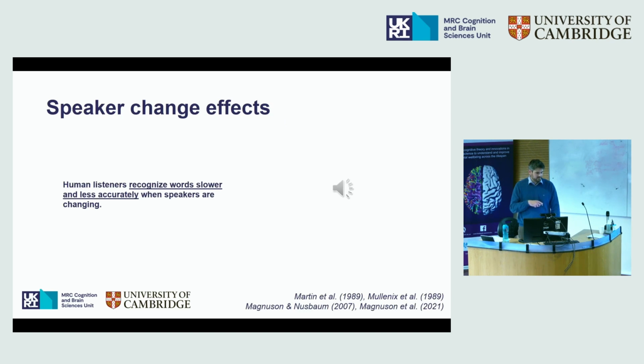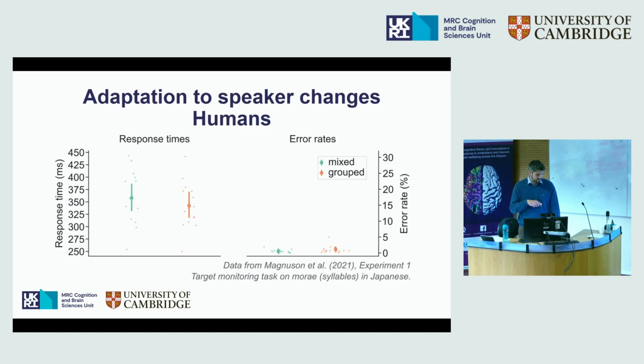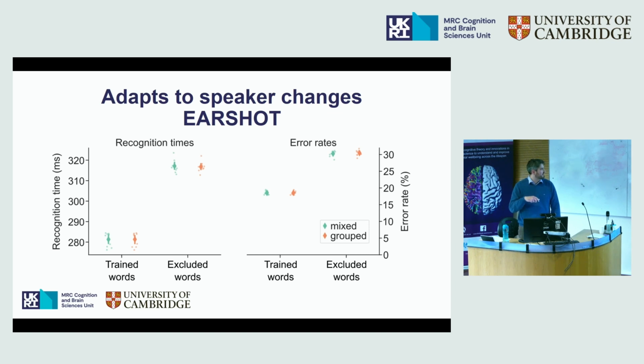The other effect we looked at is the speaker change effect. Human listeners recognize words slower and less accurately when speakers are changing. This is demonstrated by the results from this paper, but there are lots of other experiments showing that. So basically you have a response time advantage when the words are grouped by speaker instead of mixed. For the model, on the other hand, we don't see this difference. For some reason, the model doesn't really care whether the words are mixed by speaker or grouped together. So this is quite interesting. We don't quite understand why this is the case.